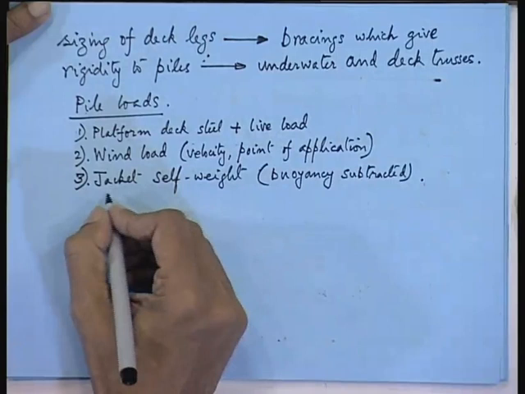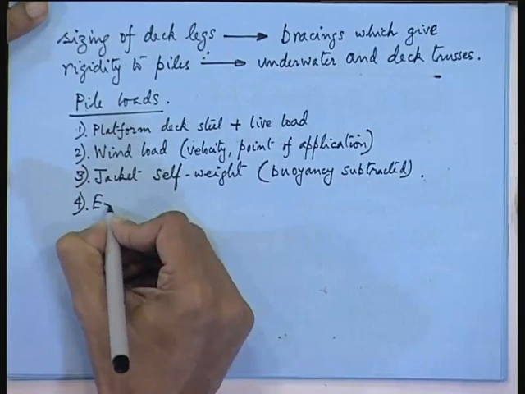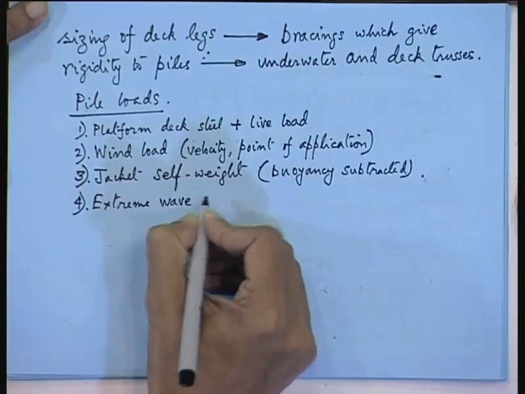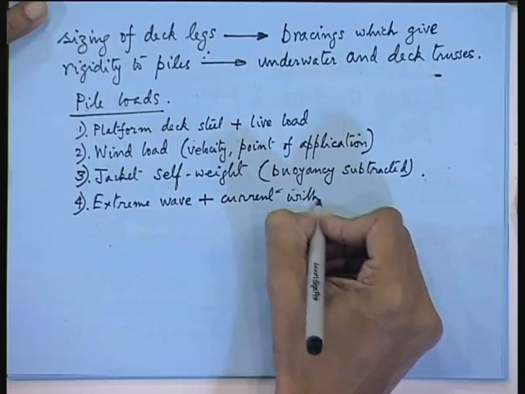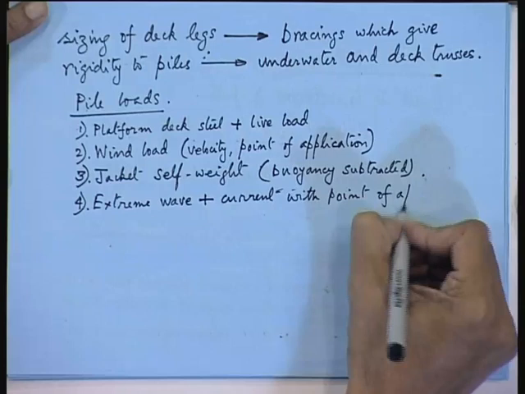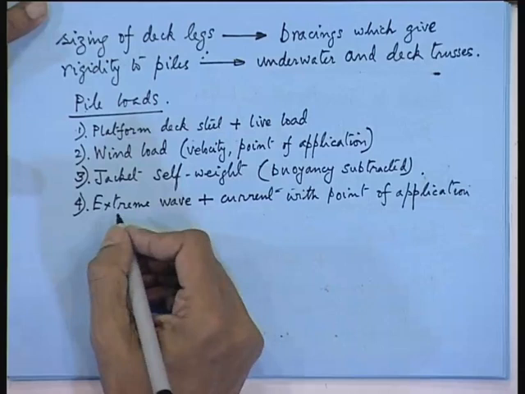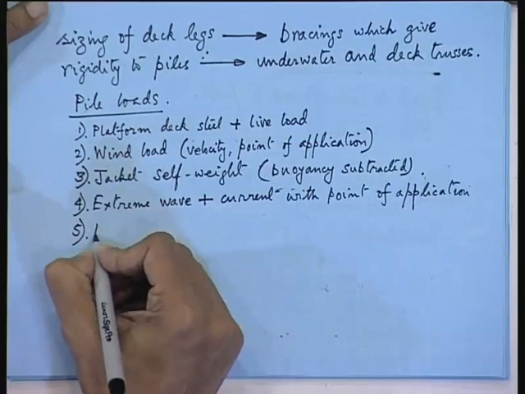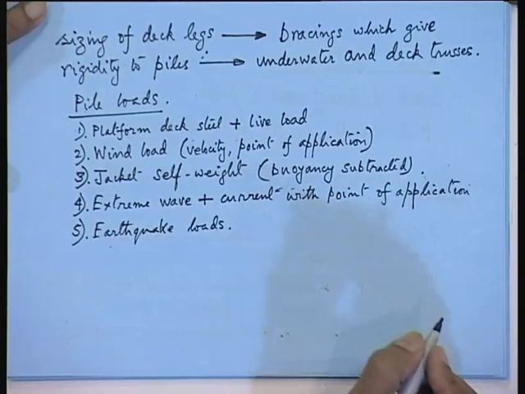Next, we have not gone into the wave loading as regime, so extreme wave plus current. So this you have to configure with point of application. I am stating point of application because very soon we will work out a problem, and you will find that you have to find out the moments. Then what else? Earthquake. So these will all come from the seabed. Then you have mudslides.